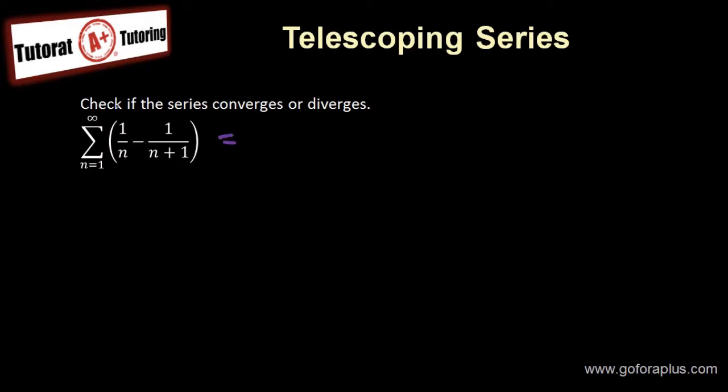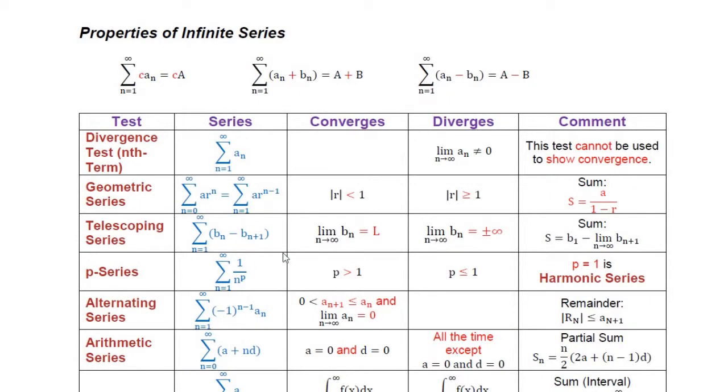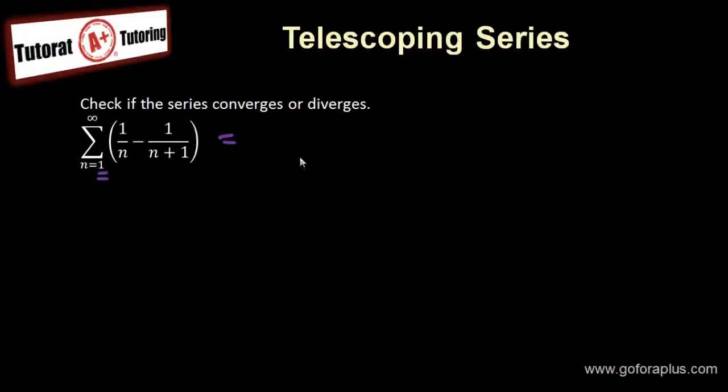If you look at this telescoping series, what is important is that n is always starting at 1, okay? I put that in my notes as well, n is starting at 1. And then what you have to do is figure out which terms cancel out.